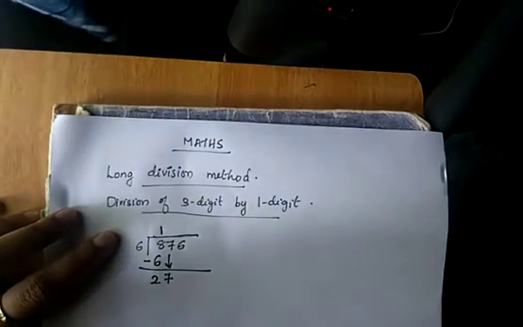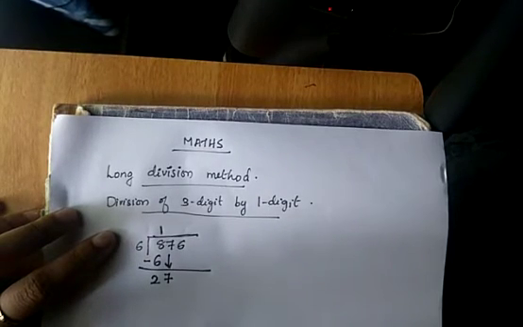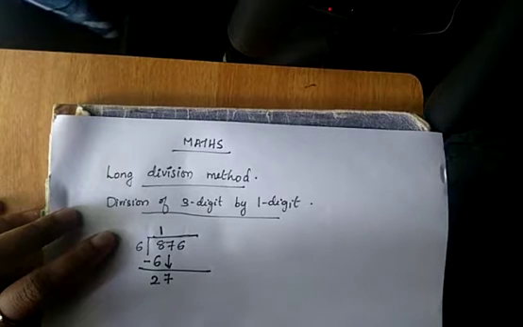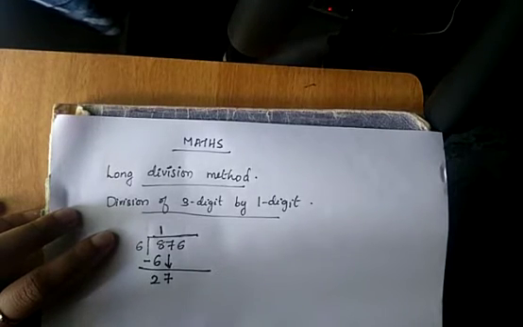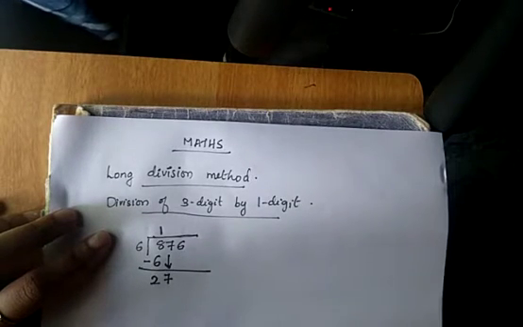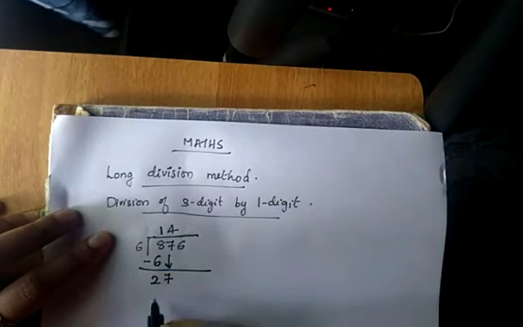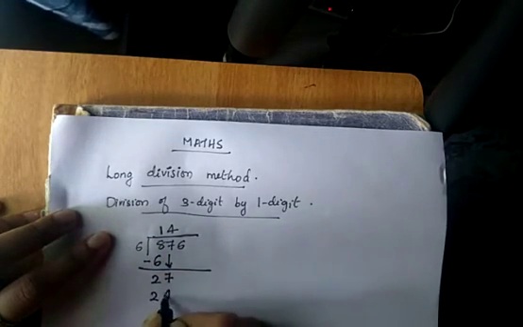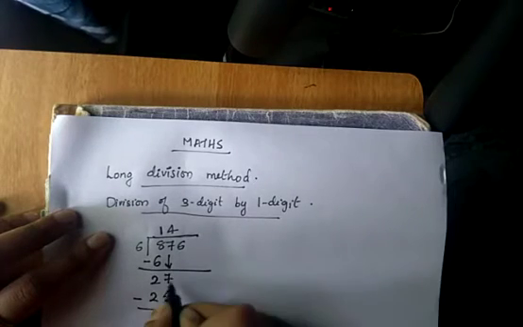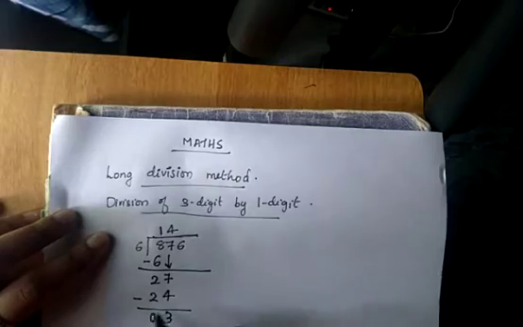You will see how many 6s are there in 27. 6 1s are 6, 6 2s are 12, 6 3s are 18 and 6 4s are 24. What is 6 5s? 6 5s are 30. 30 is bigger than 27. So you have only 4 6s in 27. So you will write the 4 here. 6 into 4 is 24. Now you will subtract the number again. You have 7 minus 4 is 3 and 2 minus 2 is 0.